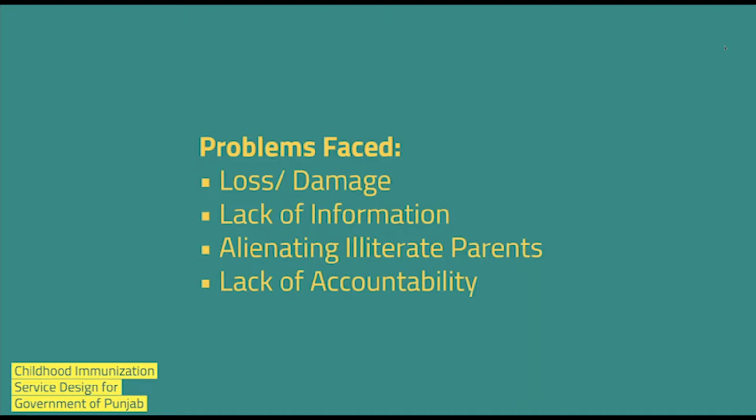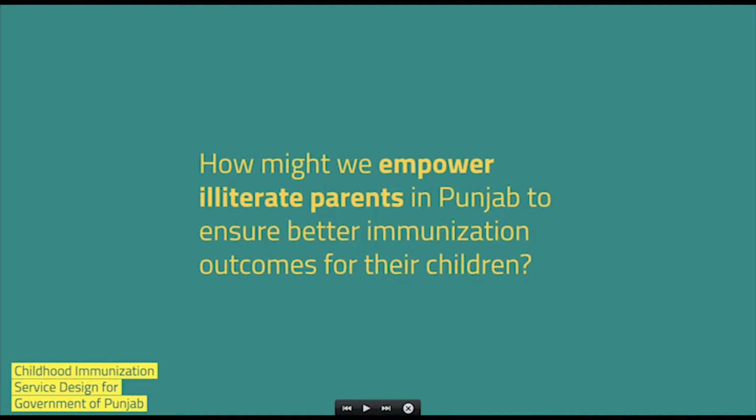So we came into this project and framed the problem as this: how might we empower illiterate parents in Punjab to ensure better immunization outcomes for their children? Our whole focus became how we could empower these parents, who may be illiterate or semi-literate, to take better care of their kids using our system. This also ties in the accountability part and giving the parents the power, which earlier was with the immunization teams, who would often shortchange the parents by not doing their job properly.